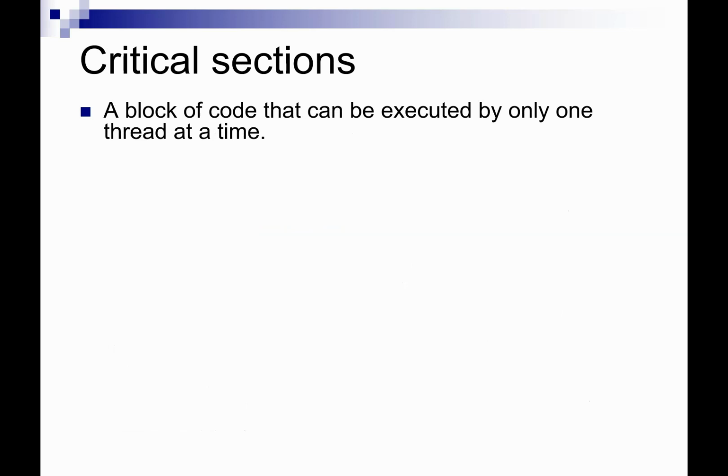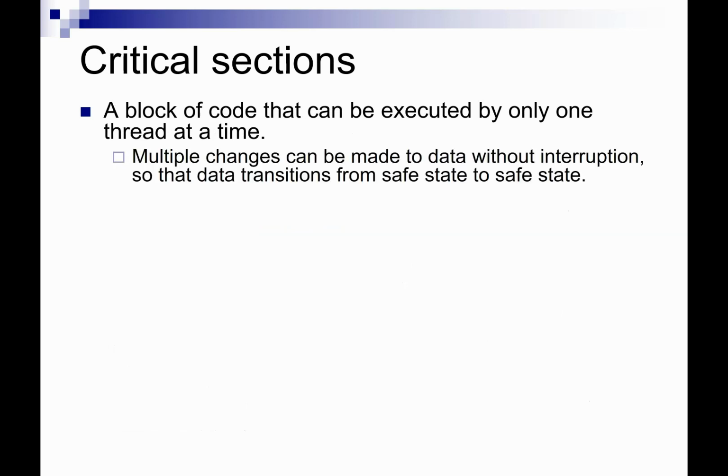But today we're going to see how to use critical sections to ensure the correctness of these programs. A critical section is a piece of code that can only be executed by one thread at a time. Because this code is only being executed by one thread, that thread can make multiple changes to the data without being interrupted by any other thread. Nobody else can touch that code in the meantime. This is also called mutual exclusion, because the different threads mutually exclude each other.